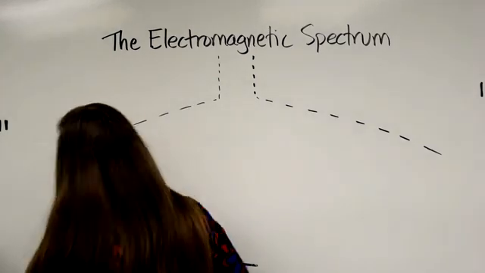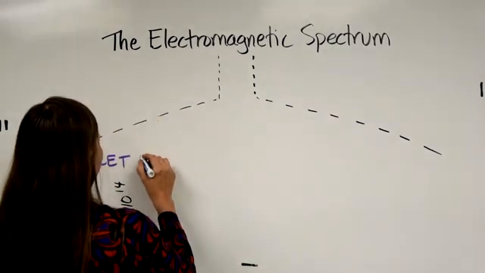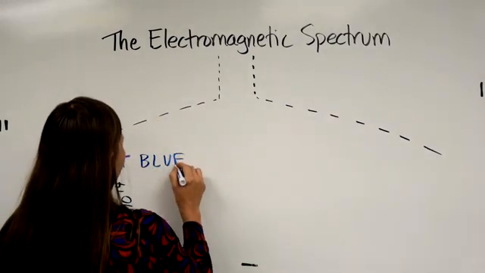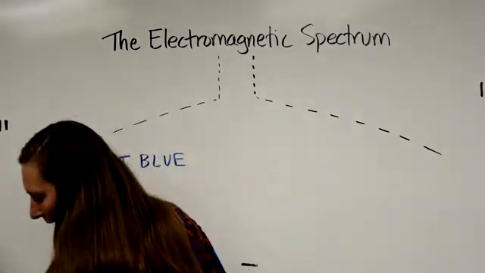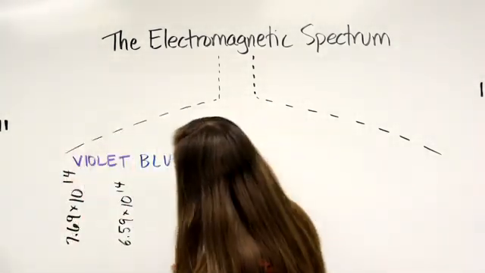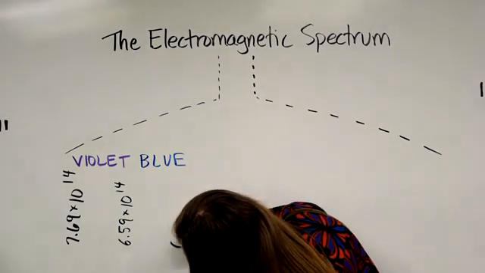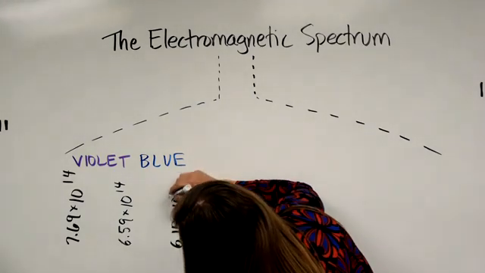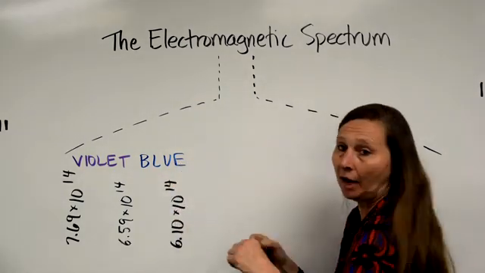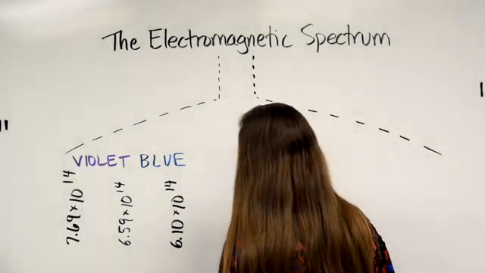All right, your blue light, again, I'm just looking at the chart. Your blue light is going to be between 6.10 and 6.59 times 10 to the 14th.